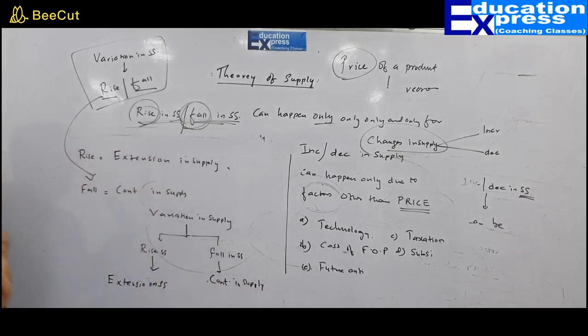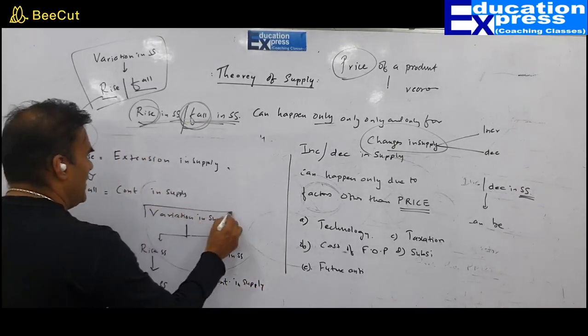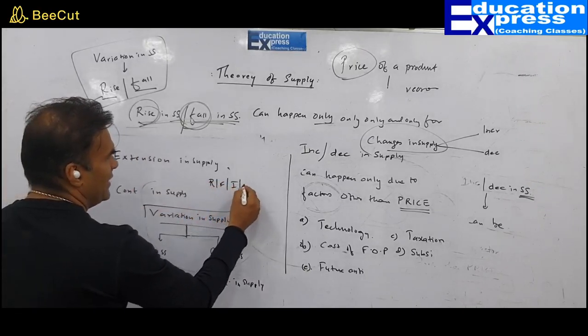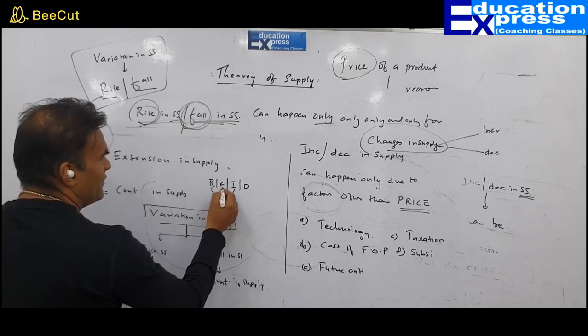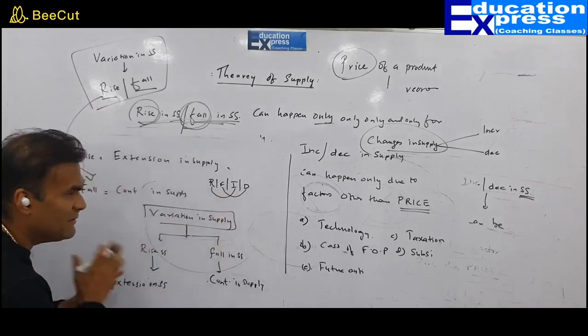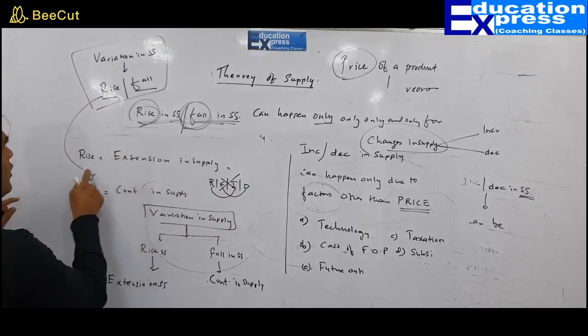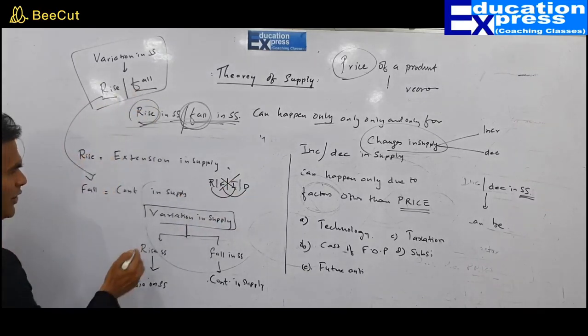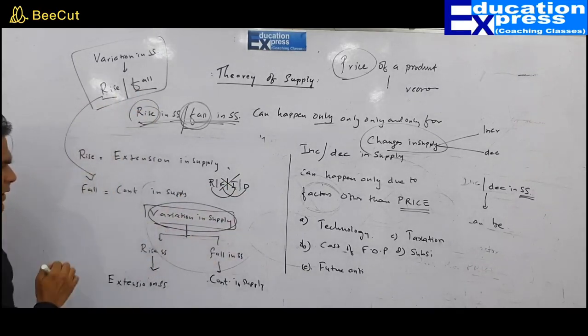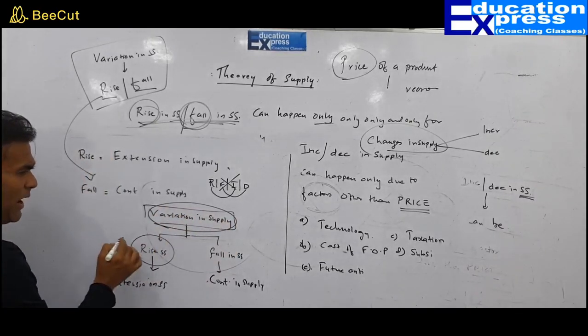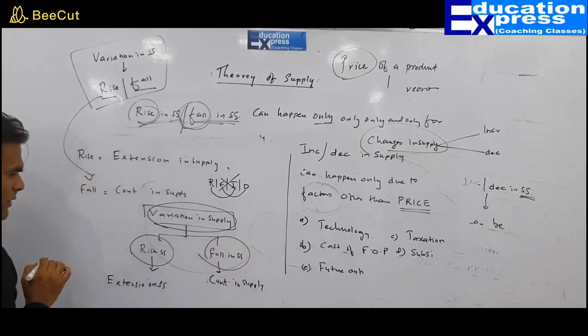So absolutely understood now. Though rise, fall, increase, decrease, rise and increase, fall and decrease sound synonymous, they are not. Rise or fall is attributed to variation in supply. So variation in supply can be divided into either a rise in supply or a fall in supply.